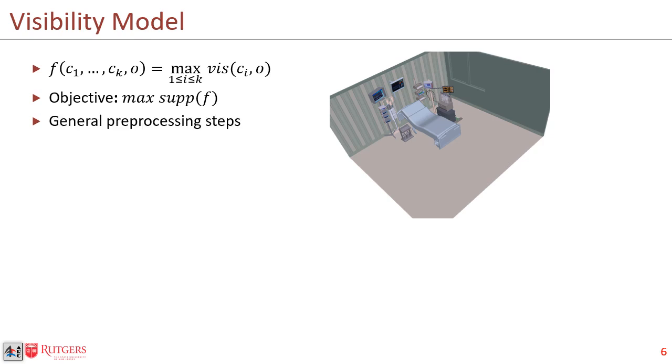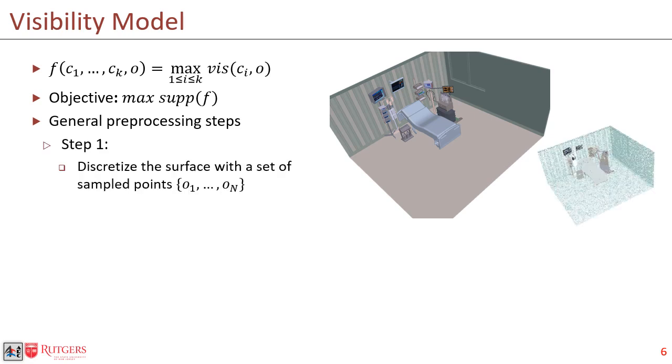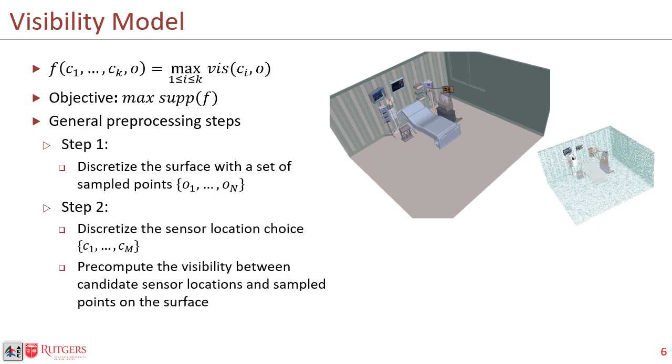Now we provide two general preprocessing steps, which are also used for the other two models. In the first step, we discretize the surface with a set of points, denoted as o1 to on. So the problem of maximizing the area covered is transformed into maximizing the number of sampled surface points covered. Then we discretize the sensor location choices to c1 to cm and precompute the pairwise visibility between each sampled surface point and sampled candidate sensor location point.